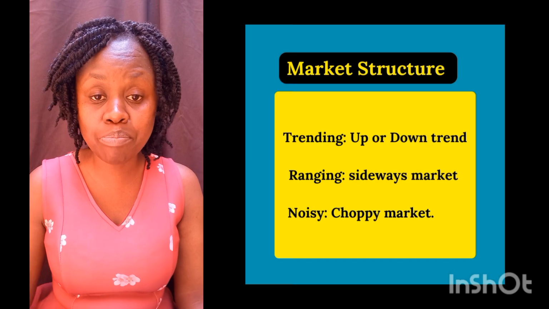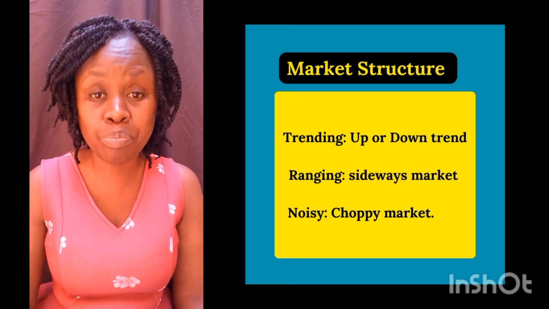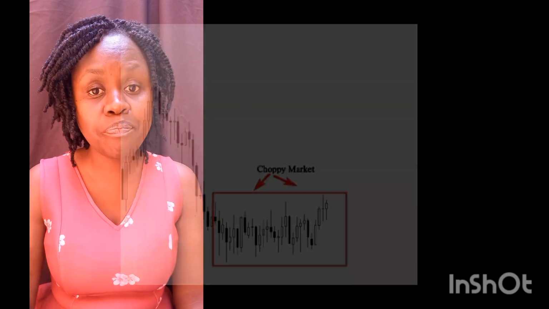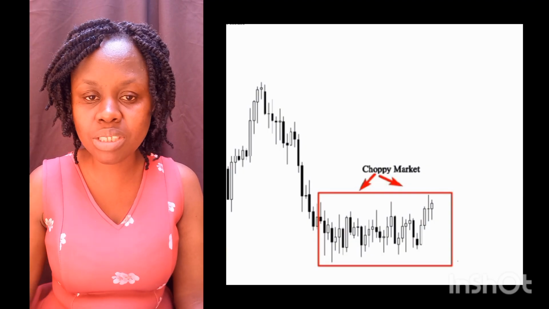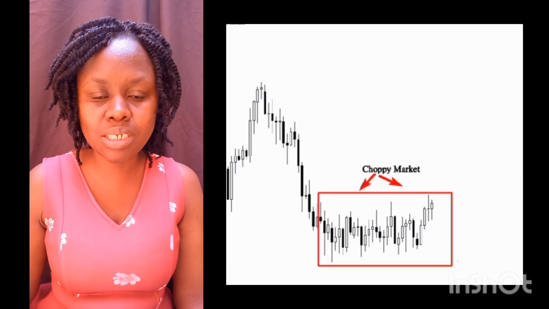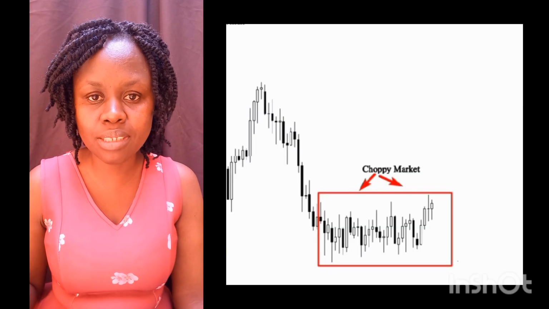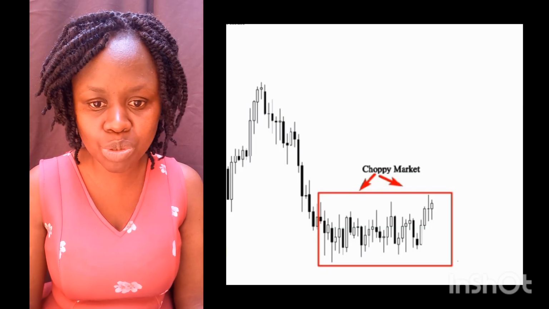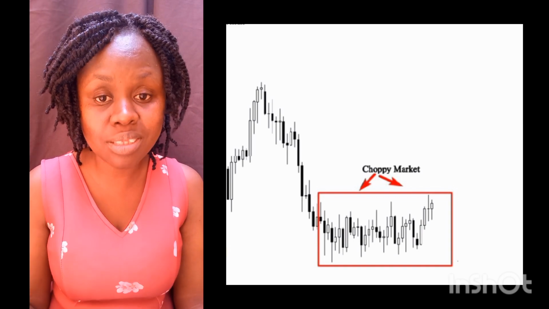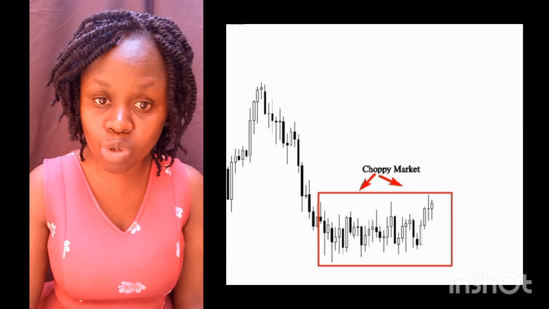So the last type of market that I want to look at is the choppy market. This is also known as a noisy market. In a noisy market, there's no seeming direction. It's directionless. There's noise all over the place. You can't see where the price is coming or going. This type of market we do not trade. We close our charts and look at another instrument or go to something else.